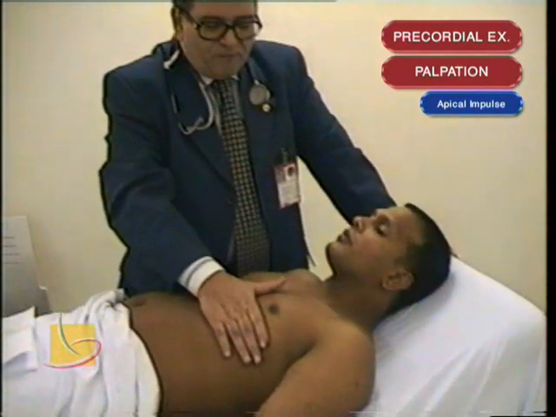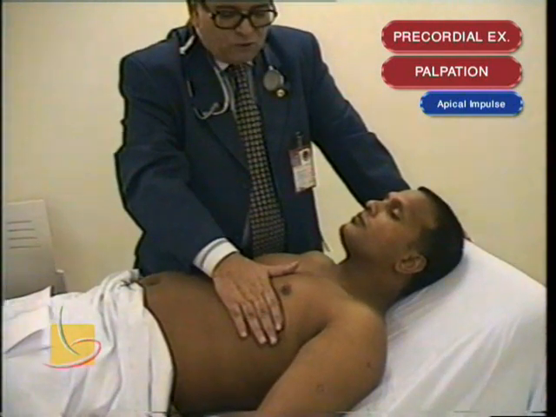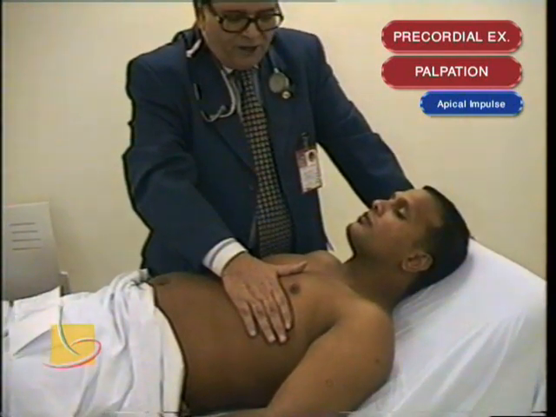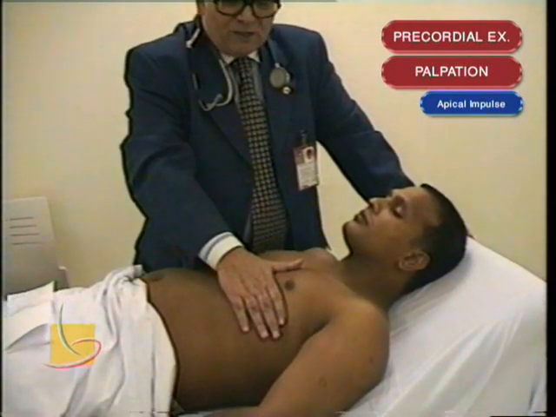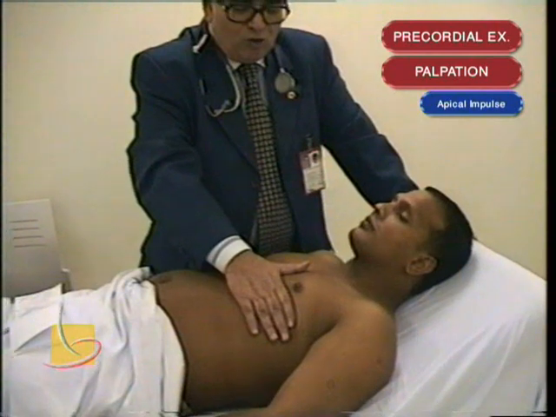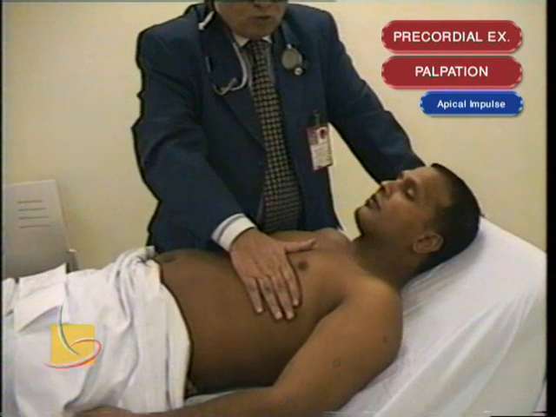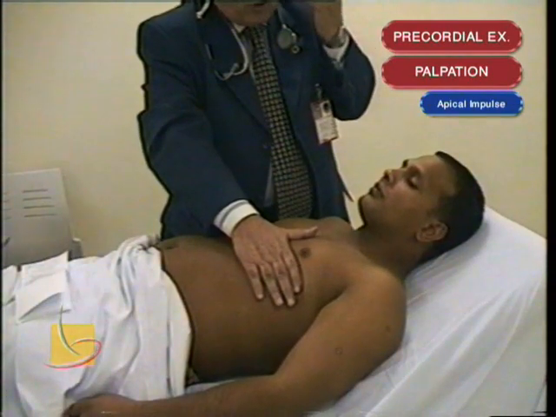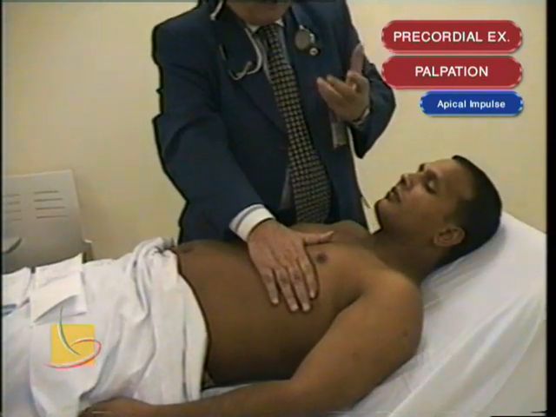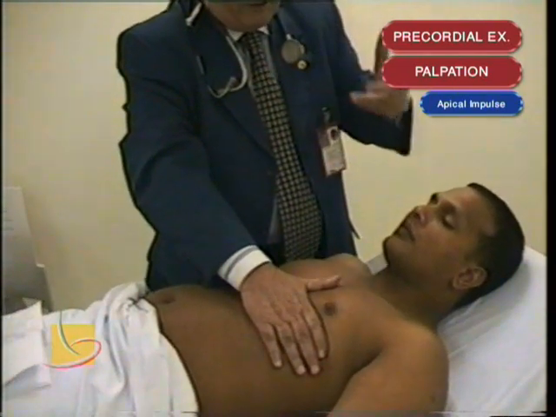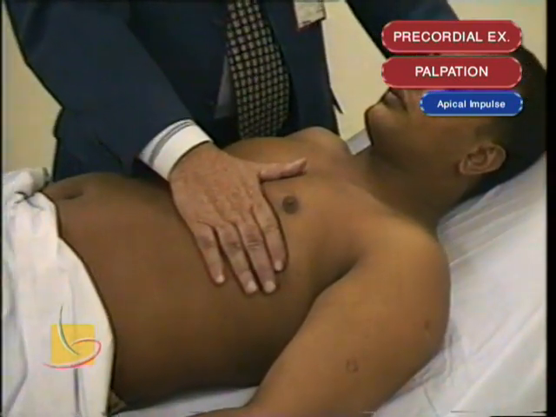After finishing detecting the site of the apical impulse, we have to feel it for its character. Again, we have to learn the normal character by examining normal patients or normal individuals, to keep in mind what the feeling of a normal apical impulse is. Any deviation from the normal will be abnormal, and we have several types of abnormal apical impulses. Like what?